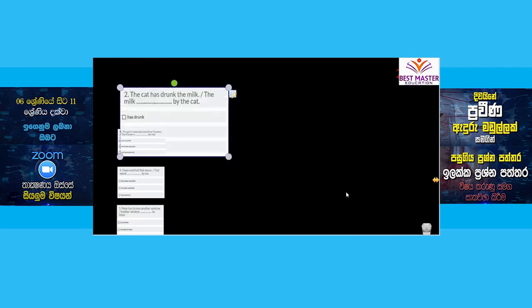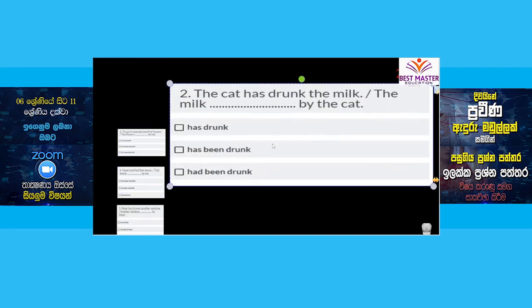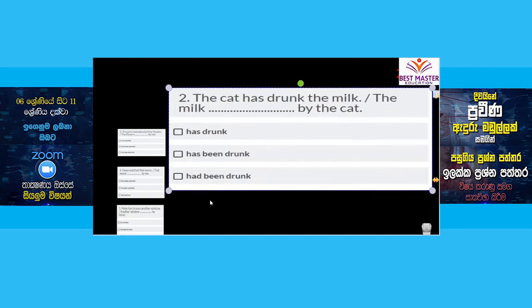Yes, number 2. Look. The cat has drunk the milk. The cat has drunk the milk. The object is the milk. The milk, can you count it?